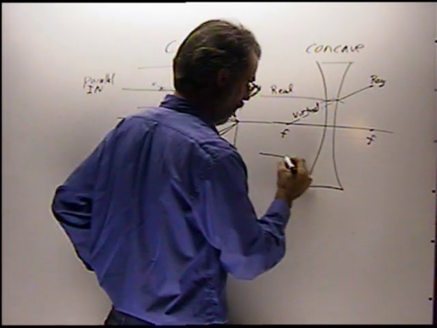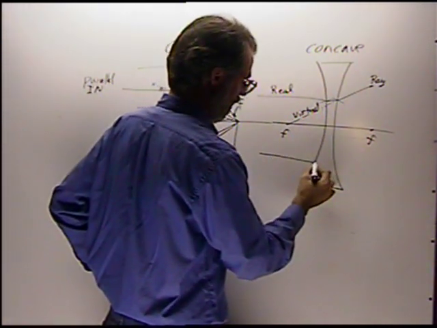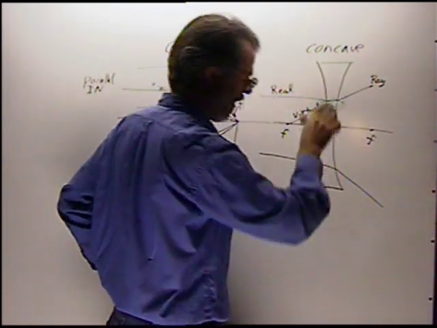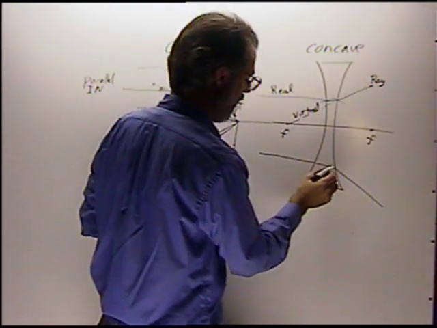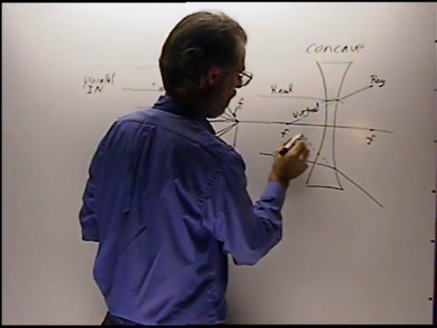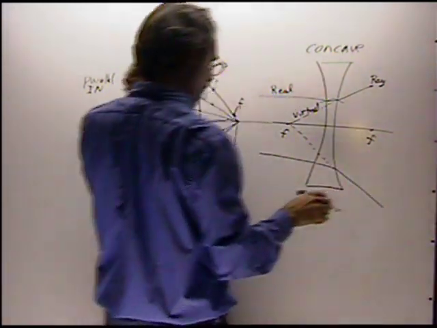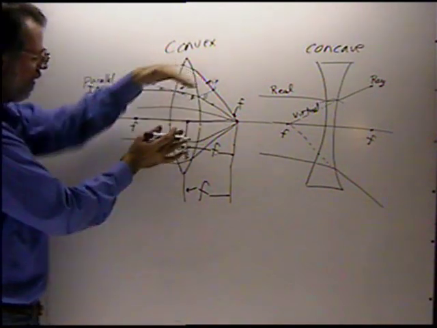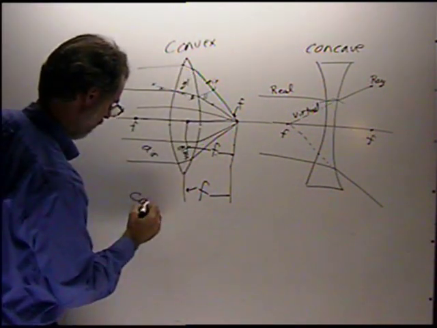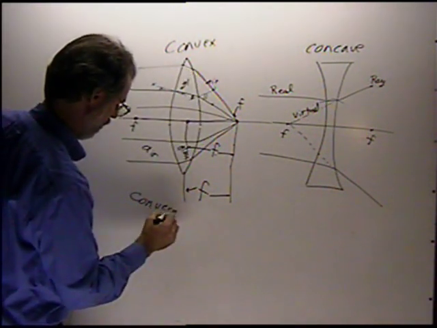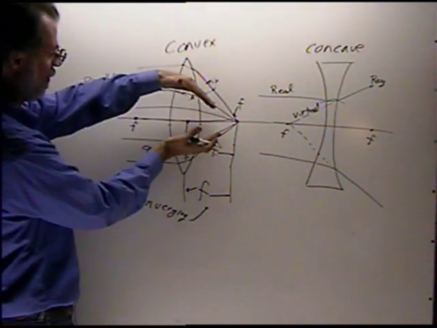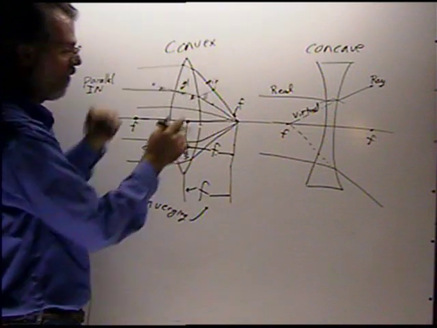Again, if we have parallel in, it comes out, it bends out, but it acts as if it comes right from the focal point. In this case, we have what we call a converging lens. It converges the rays down to a focal point.